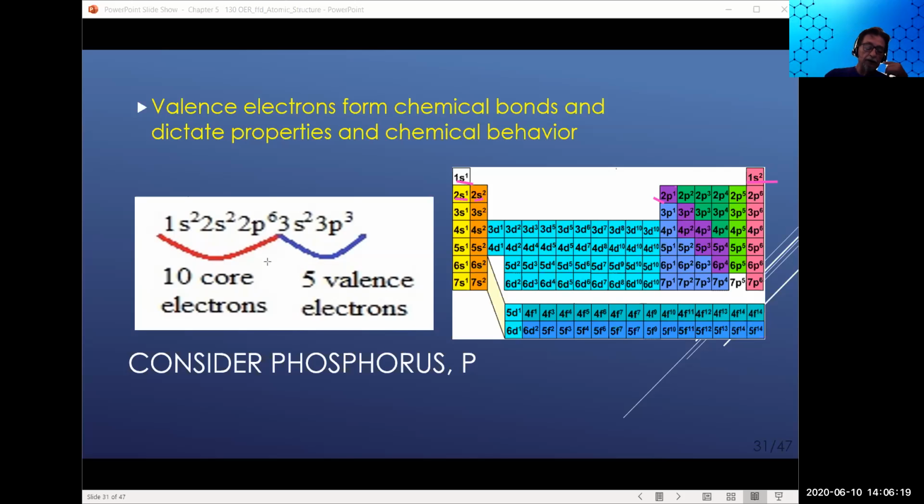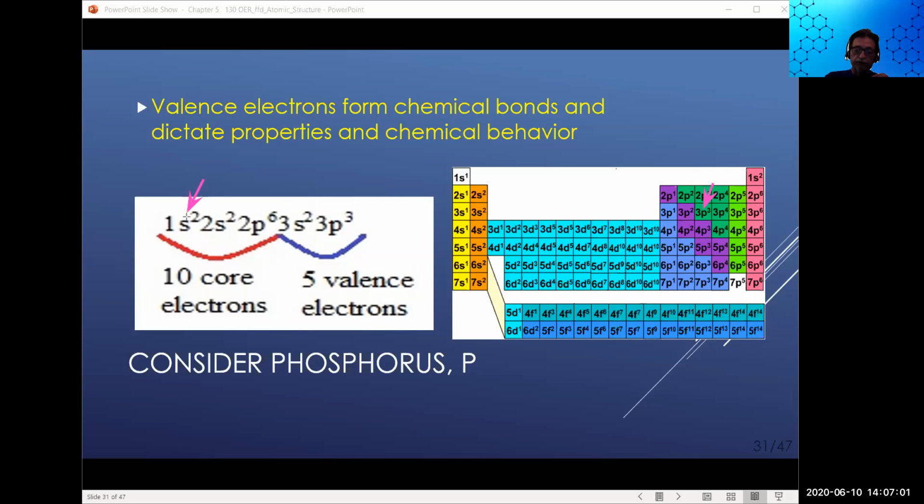So if we take a look at the one on the left, that's phosphorus. Phosphorus is right here. Okay, so we start writing the electron configuration for phosphorus. It has a total of 15 electrons. As we shoot across here, we start filling them up.